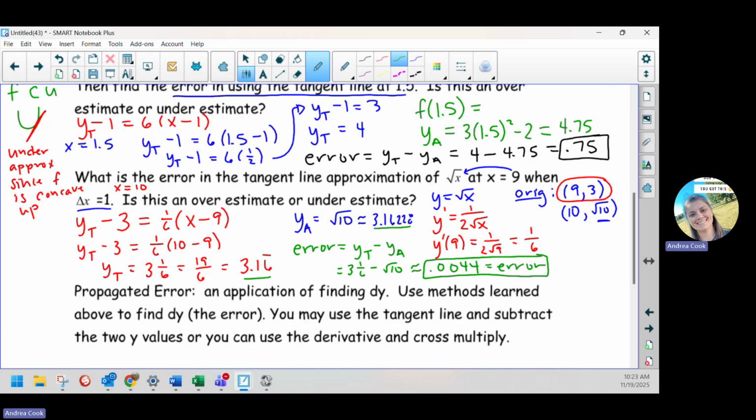And then is this an over or underestimate? So again, if you think about your square root of x graph, that is concave down. So when you draw a tangent line, it's going to be above it. So this is going to be an overestimate, since square root of x is concave down.